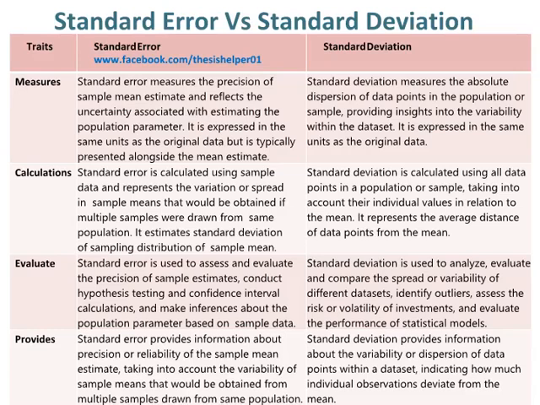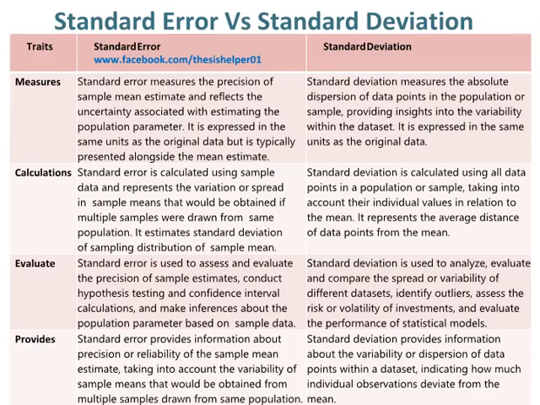Standard error is calculated using sample data and represents the variation or spread in sample means that would be obtained if multiple samples were drawn from same population. It estimates standard deviation of sampling distribution of sample mean, whereas standard deviation is calculated using all data points in a population or sample, taking into account their individual values in relation to the mean. It represents the average distance of data points from the mean.